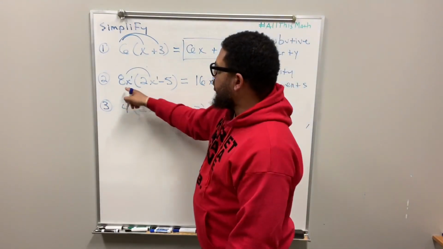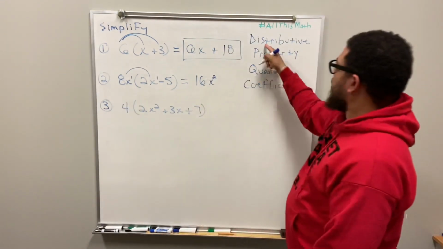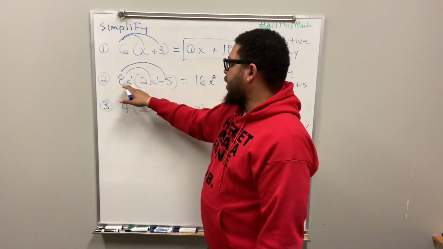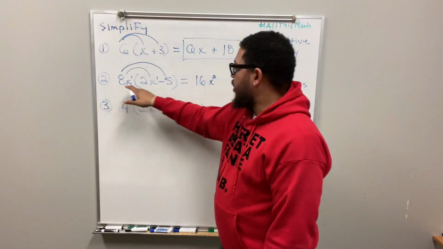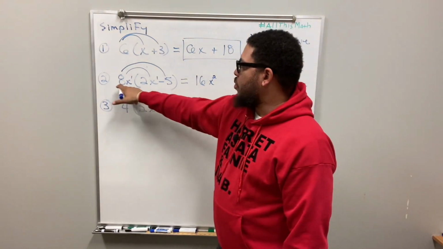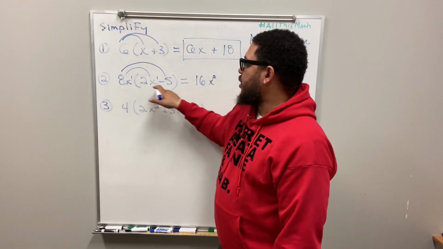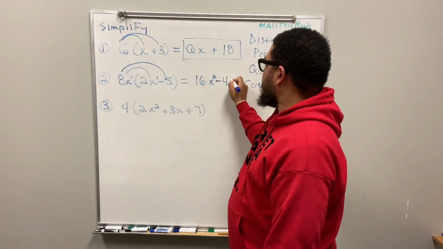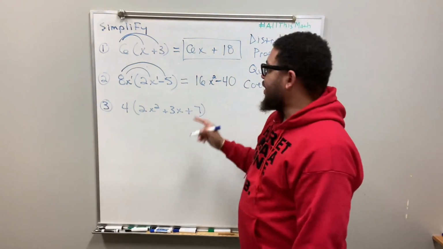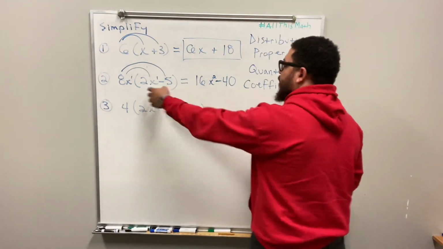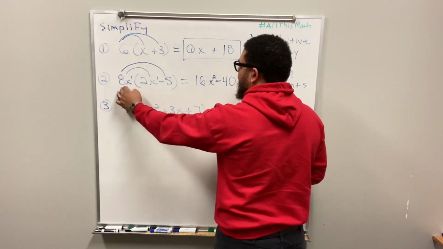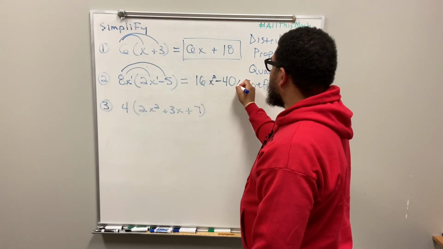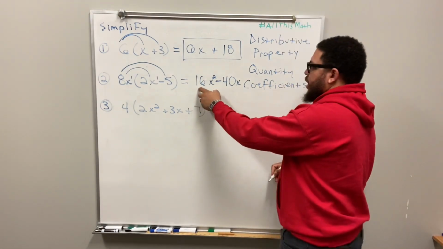Now, we also need to multiply 8x, or distribute the 8x to the negative 5. So now, here we have a coefficient that we multiply by the constant. Coefficient, constant. So 8 times negative 5 is not positive 40. Don't get it twisted. It's negative 40. All right? But there's an x along with the 8. So we can't leave the x out. We need to include the x. So we have 16x squared minus 40x.